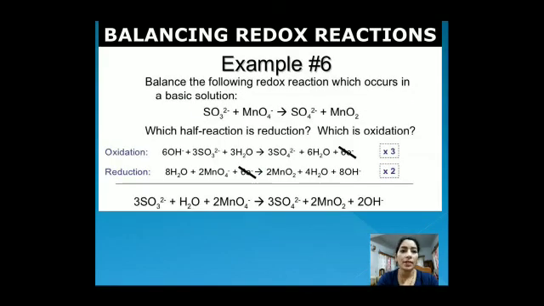This is example 6: sulfite SO3 ion plus MnO4 ion, giving sulfate SO4 ion plus MnO2. The same thing we have to do. First find out where oxidation happens and where reduction happens. Then assign the oxidation numbers, balance the oxygen, balance the hydrogen, balance the electrons and add the reactions. This is a balanced reaction.